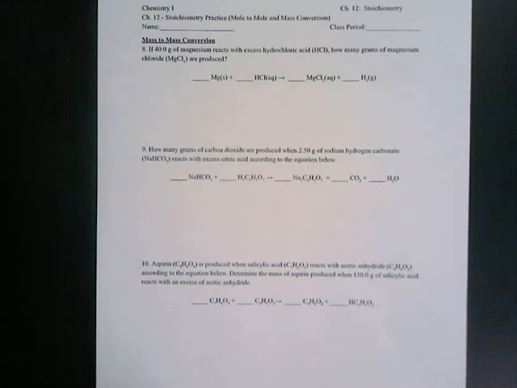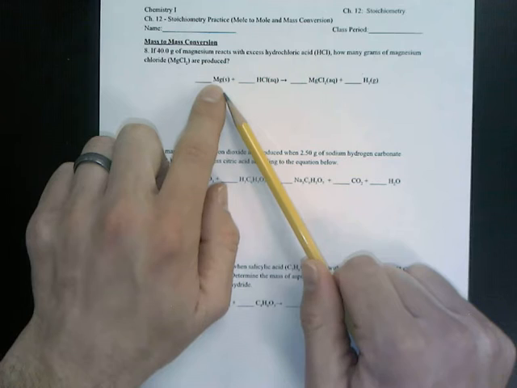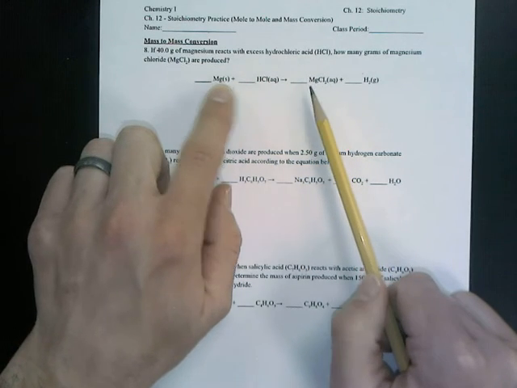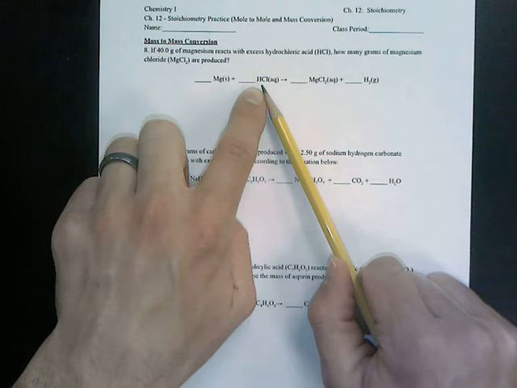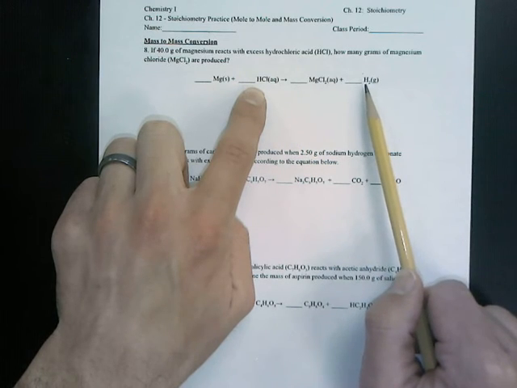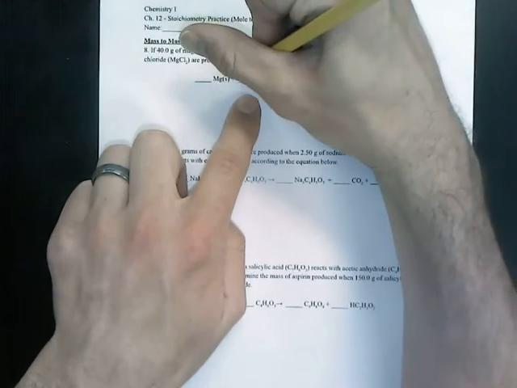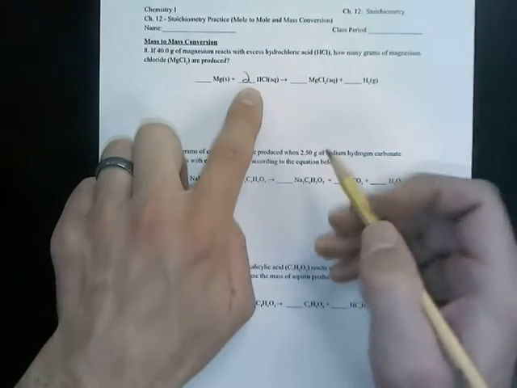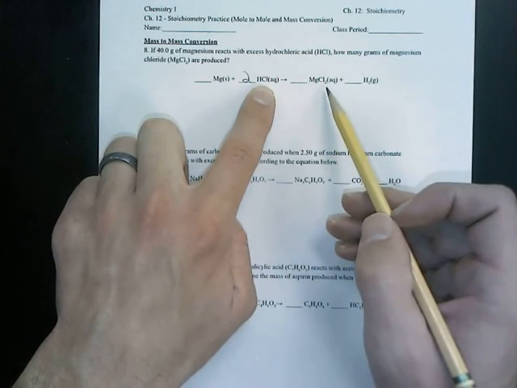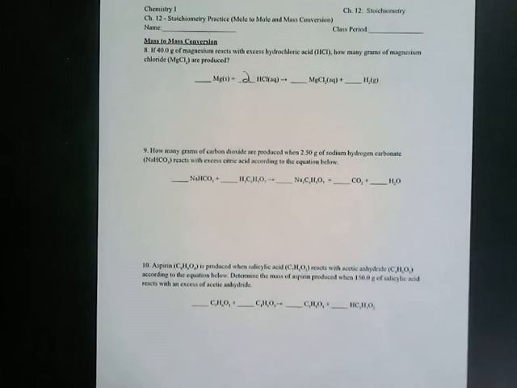So number 8 says, if 40 grams of magnesium reacts with excess hydrochloric acid, how many grams of magnesium chloride are produced? So first things first, always balance our chemical equation. We have 1 Mg on our left, 1 Mg on our right. They are balanced. We have 1 H on our left, and on our right we have 2 H's. So we need to put a 2 coefficient in front of our HCl. So now we have 2 Cl's. We are balanced at this particular point in our problem.